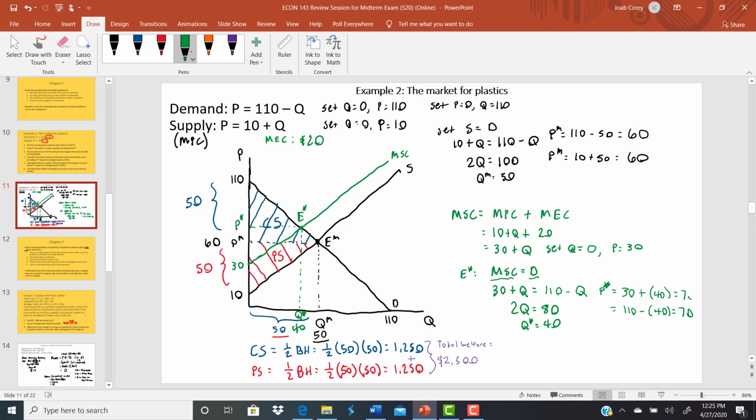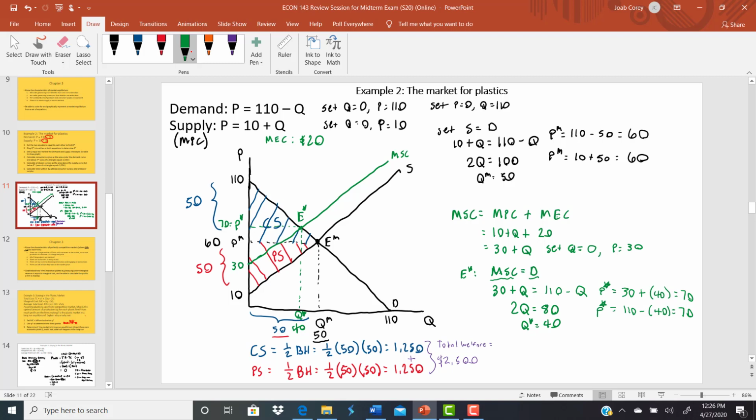So again, where a lot of students were having trouble with this on the thought-provoking assignment is that they were plugging their Q star into their original supply curve, right, and getting different numbers, right? Again, if you're calculating out that E star, you're not using your original supply curve. You're using your new marginal social cost curve. So make sure you plug that Q star into that equation to figure out your P star, and you should get the same number both ways. All right, so then we got P star here of 70, right?